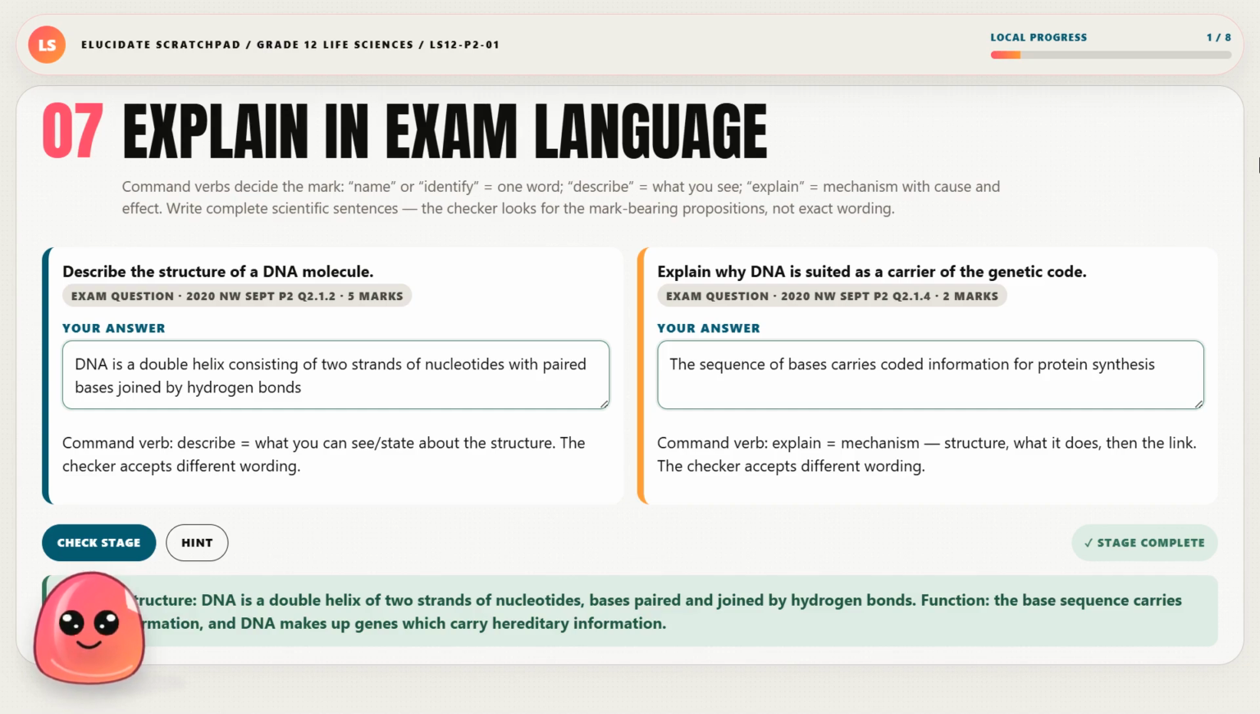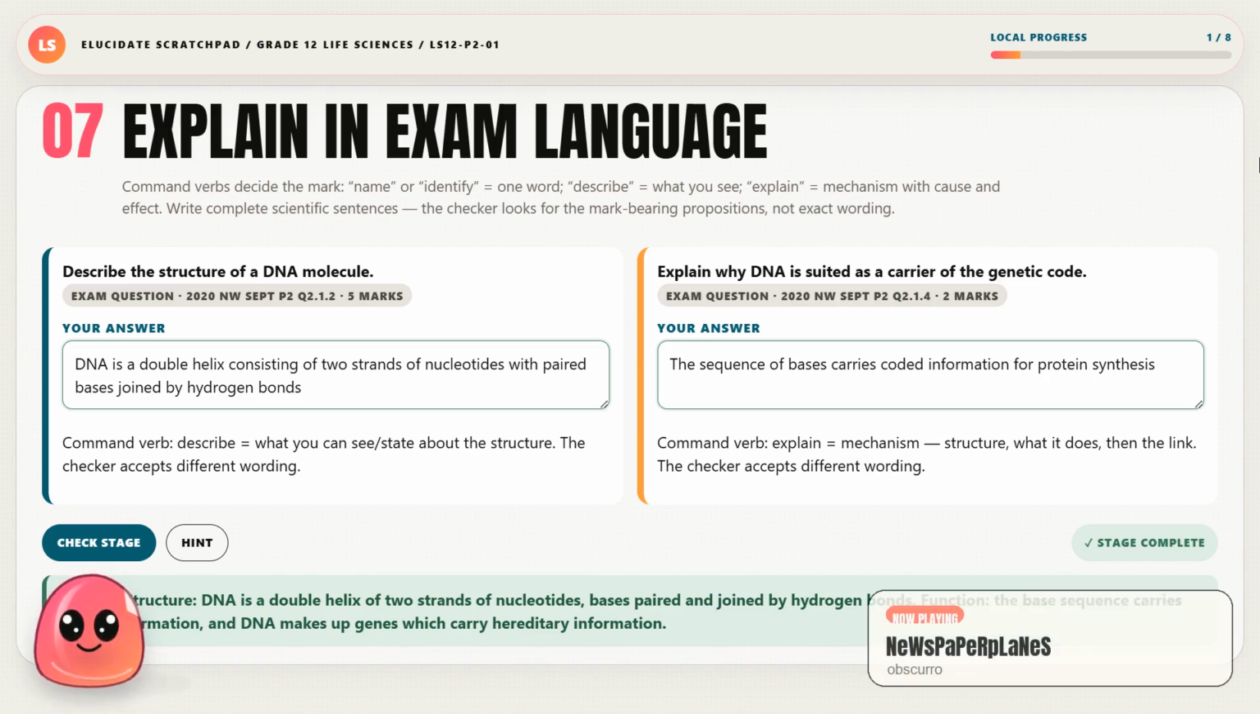The answers: the structure is a double helix of 2 nucleotide strands, with bases paired and joined by hydrogen bonds. And the explanation: the sequence of bases carries coded information for protein synthesis, and DNA makes up the genes that carry hereditary information. Both answers are accepted, full marks.